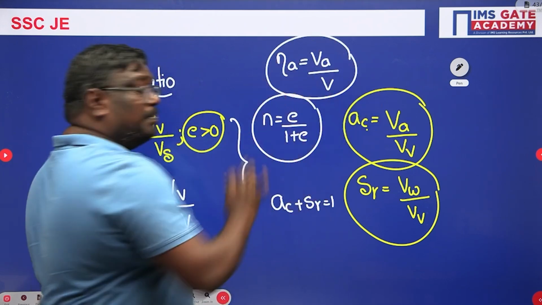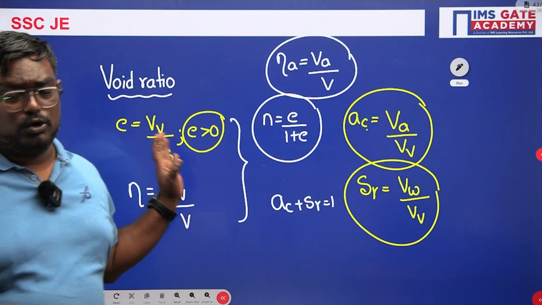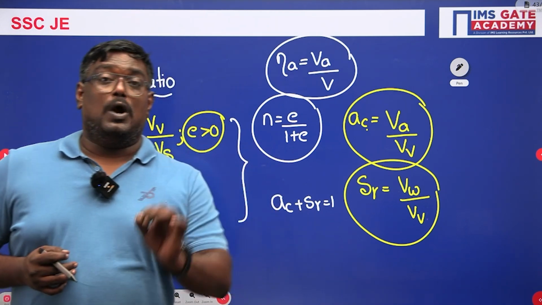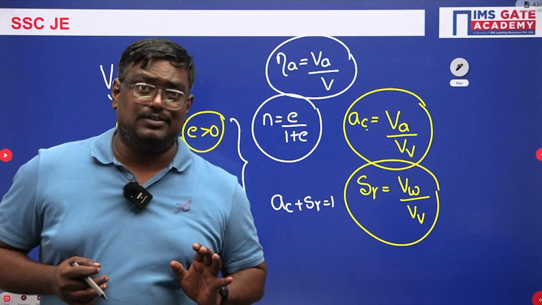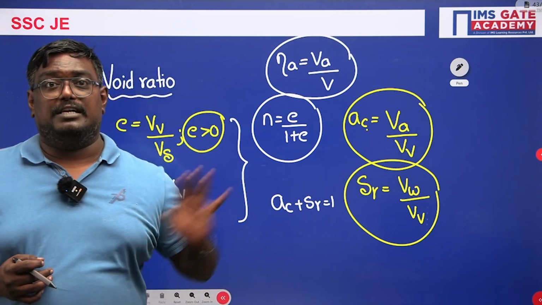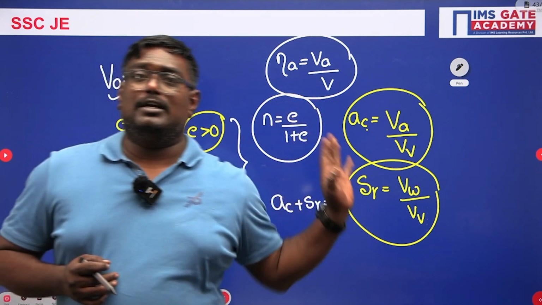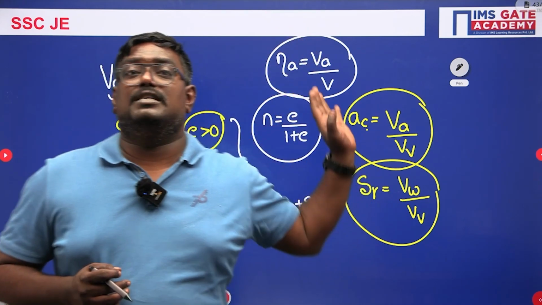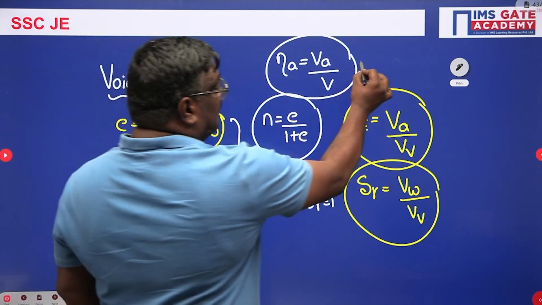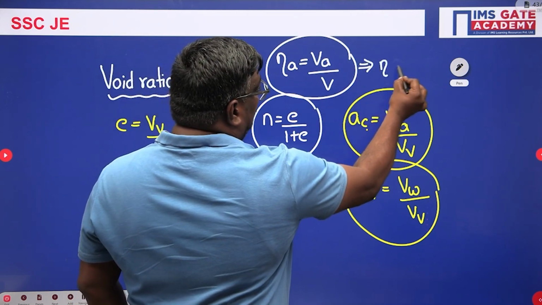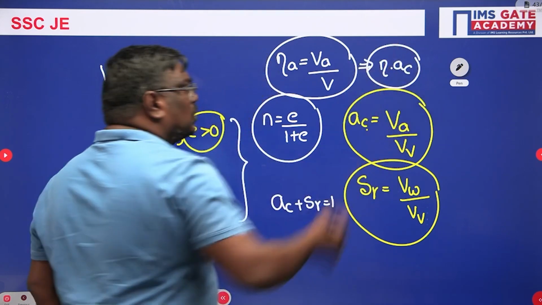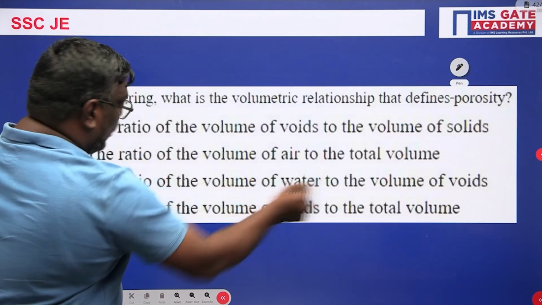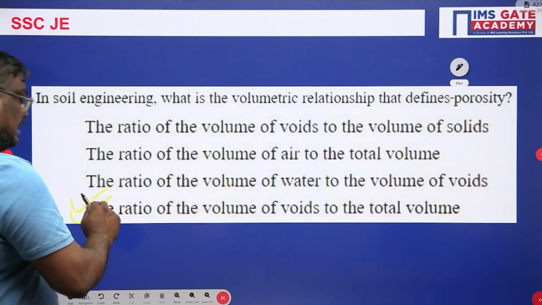So my dear students, we have 4 to 5 properties. The volume of voids to the volume of solids is void ratio. Volume of voids to the total volume is the porosity. Volume of air to the volume of voids is air content. Volume of water to the volume of voids is degree of saturation. And volume of air to the total volume is percentage of air voids. And remember, percentage of air voids can be written as porosity into air content. So these relations will definitely help you. If you see this solution, volume of voids to the total volume, option D is the correct answer.